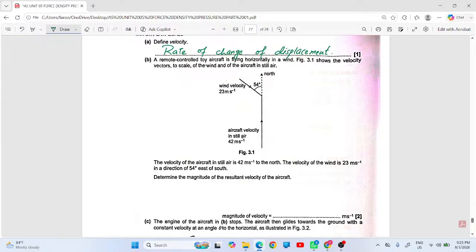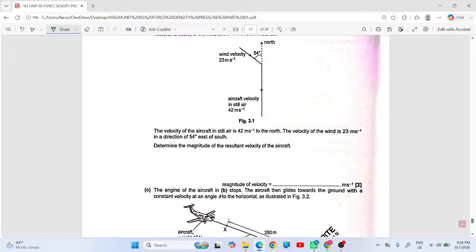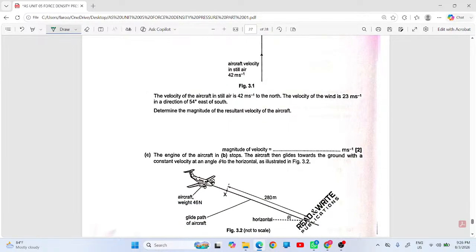A remote controlled toy aircraft is flying horizontally in a wind. Figure 3.1 shows the velocity vector to scale of wind and aircraft in still air. Aircraft velocity in still air is 42 meter per second. The wind's velocity is 23 meter per second and it makes an angle of 54 degree with the north. Okay. So the velocities of aircraft and wind is given, angle is given. Determine the magnitude of the resultant velocity of the aircraft.